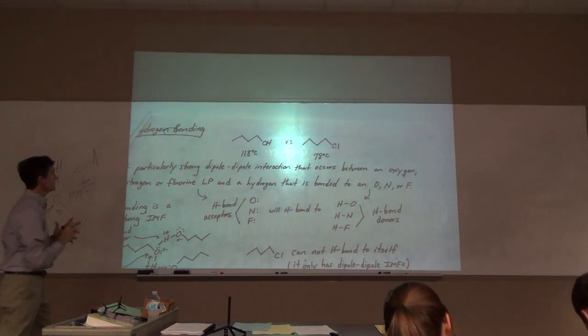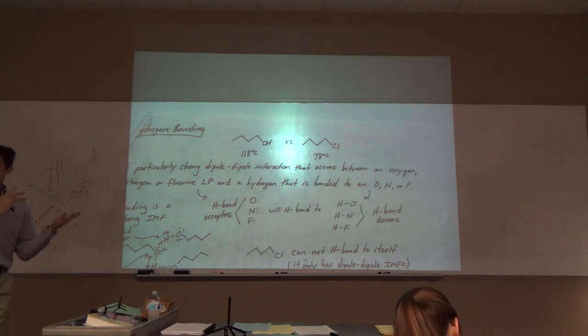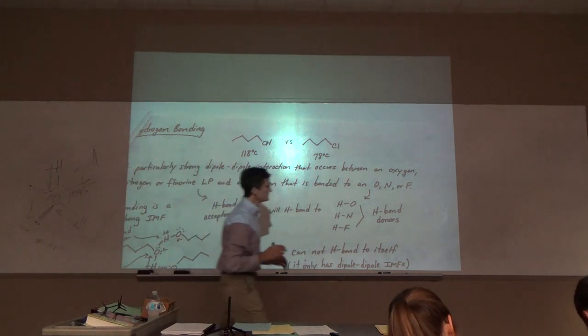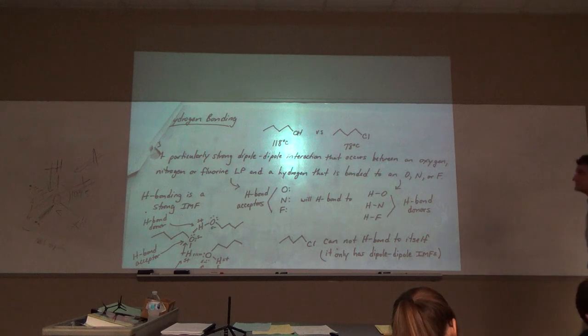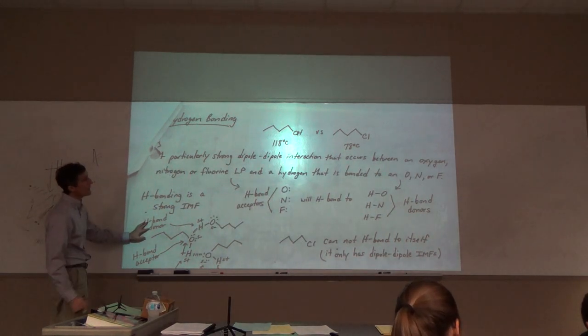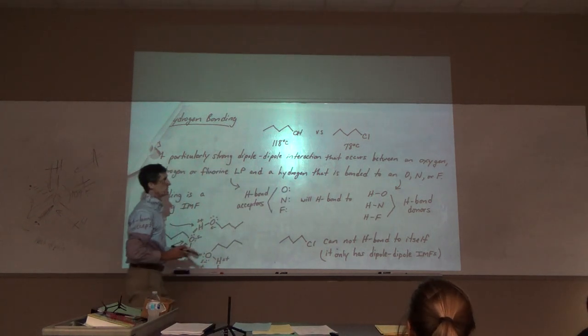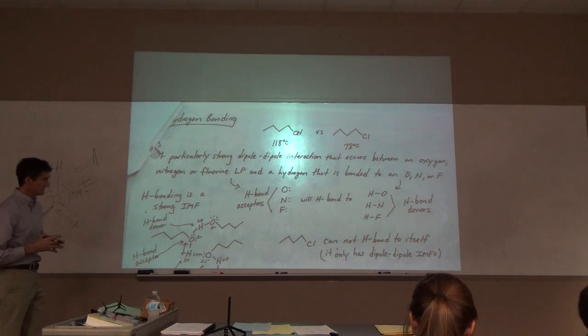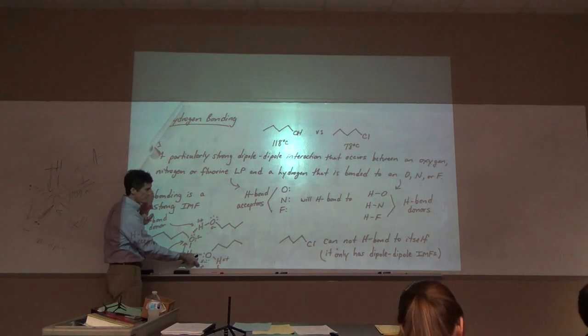That's the statement. What is hydrogen bonding? Hydrogen bonding is just really a special type of dipole-dipole. The OH is particularly polar. This is no different from what we showed on the previous page.